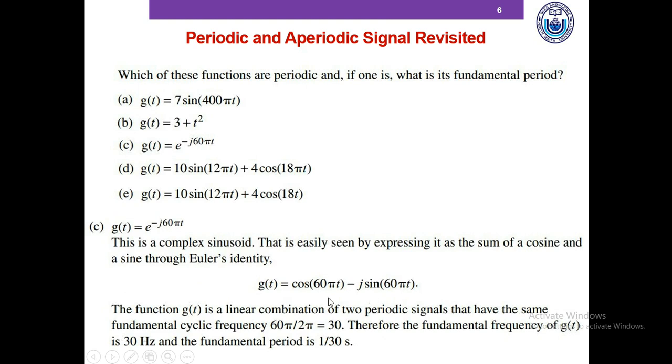Now we need to determine the frequency of this one and the frequency of this one, and then take the GCD to determine, and take the ratio actually to determine whether or not it's a periodic signal. So if we take the ratio of the periods or frequencies, we get 30 here, which is a rational number, which means the function in C is a periodic signal or function, and the fundamental frequency will be the GCD of basically 30 and 30, which is basically 30 hertz, and the fundamental period will be 1 by 30 seconds.